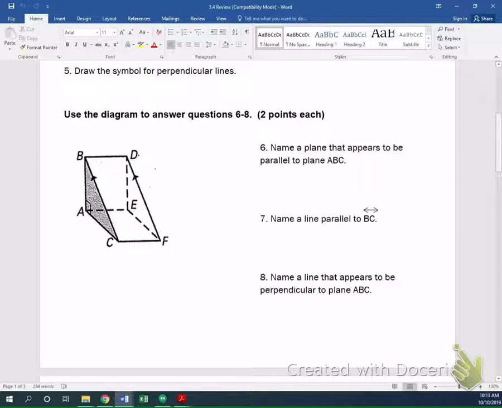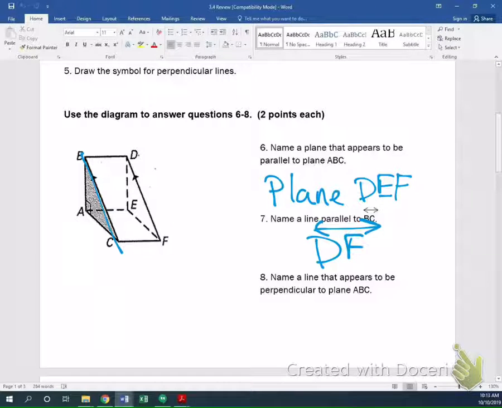Okay, name a plane that appears to be parallel to plane ABC. Well, ABC is this gray one. So yes, plane DEF appears to be parallel. Great. Number 7, name a line parallel to BC. BC is this guy? DF. Good. Make sure you have the line symbol above it.